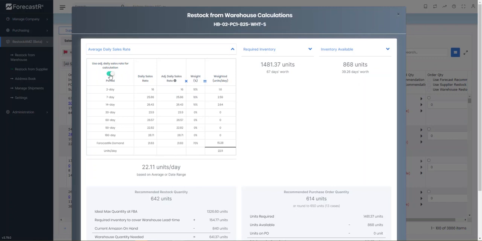You also have the ability here to toggle off your adjusted daily sales rate calculation if you wanted to use the raw daily sales rate calculation with the out-of-stock days still being shown.